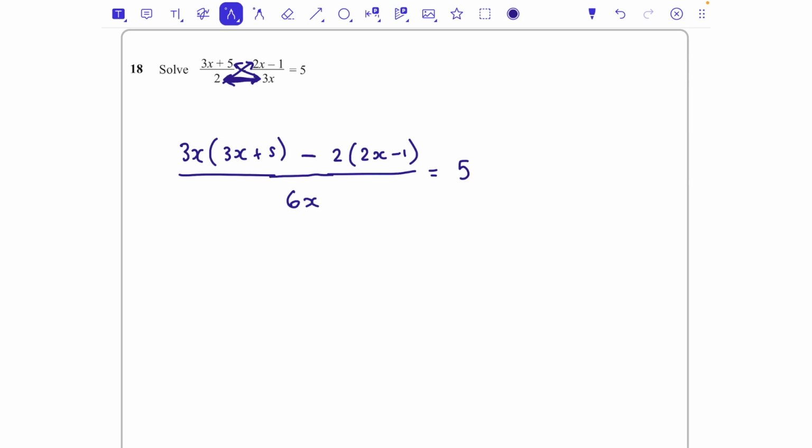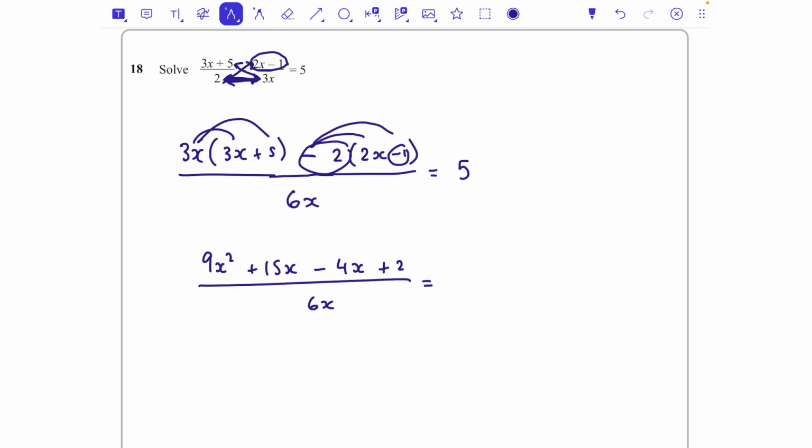Now be really, really careful with expanding this out. A lot of students would have just doubled this and made it 4x minus 2, but you're taking both of those things away. So this minus is going to affect both terms. So my next line is going to be 9x squared, add 15x minus 4x, add 2, because it's negative 2 times negative 1, all over 6x equals 5.